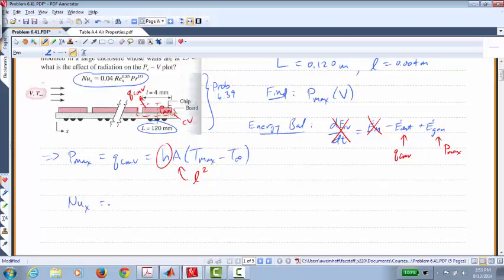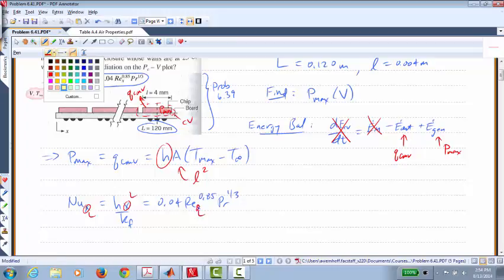The Nusselt correlation states that Nusselt at some position x, which is hx over k_f, will equal 0.04 Reynolds at that position x to the 0.85, Prandtl to the 1/3. So this is a local heat transfer correlation. And if we look at the diagram, we can see that the chip has a very small size of 4 millimeters compared to its distance from the start of the circuit board, which is 120 millimeters. Therefore, we can use this local Nusselt correlation. So we replace our x's here with capital L's, and this will allow us then to determine what the heat transfer coefficient is. So we move the k_f and the L over to the right side.